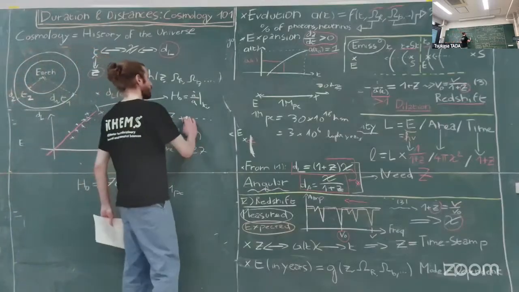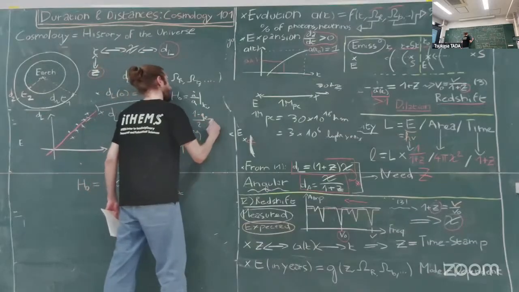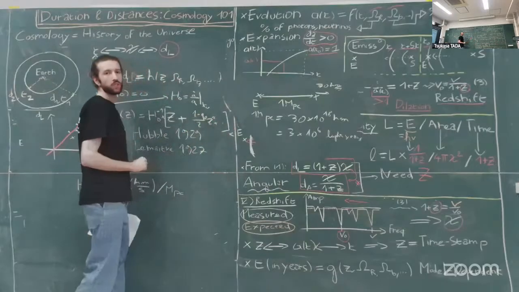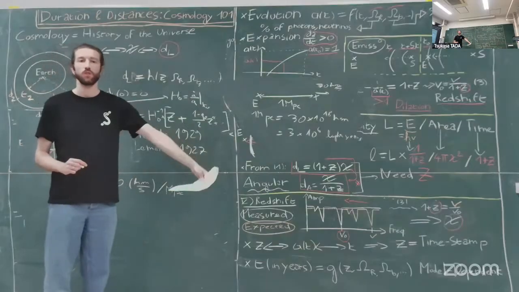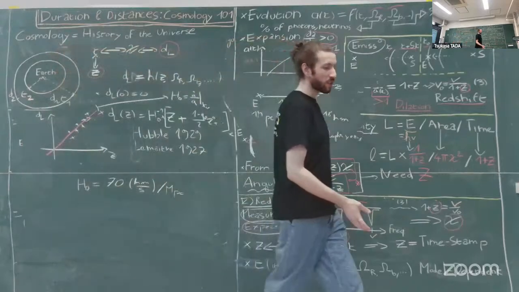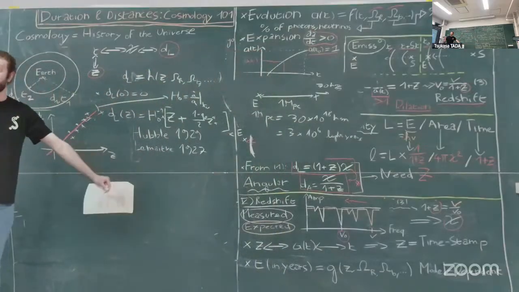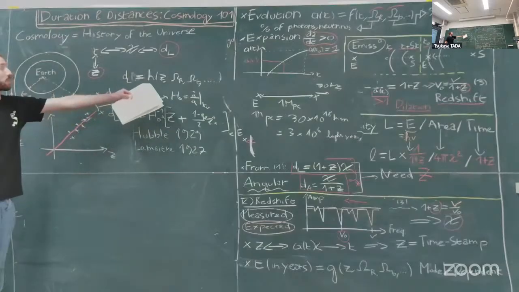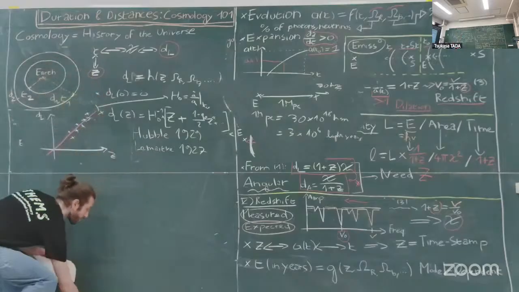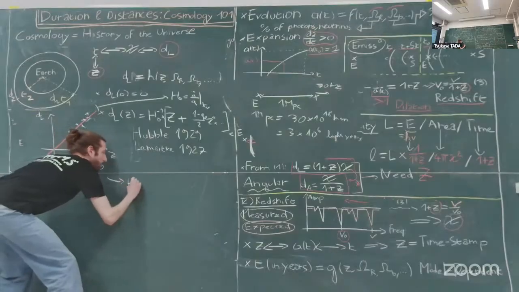You can go to next order and you get something like this. That's the customary way of doing it. And this Q0 parameter is called the deceleration parameter. It tells you how much the universe expansion is decelerating. And it's funny because it's called the deceleration parameter because everyone was expecting that the expansion was slowing down, because this is what happens if you only put, for example, radiation and baryons in your universe. Turns out the expansion is accelerating. So Q is negative and H is increasing.